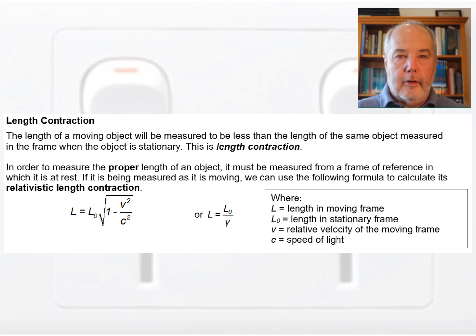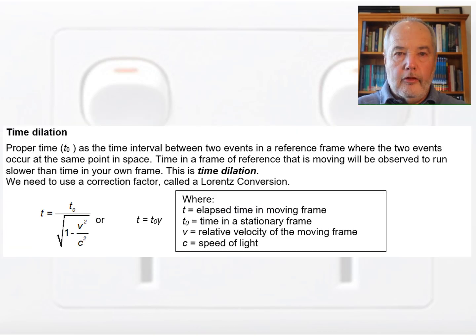The proper length is the length measured in the rest frame, in which the object is at rest. If you are measuring it in a moving frame, then the length will have contracted. The length in the rest frame is always the longest, and it will be shorter by a factor of gamma in any moving frame. Time in a moving frame will be observed to run slower than time in the rest frame.